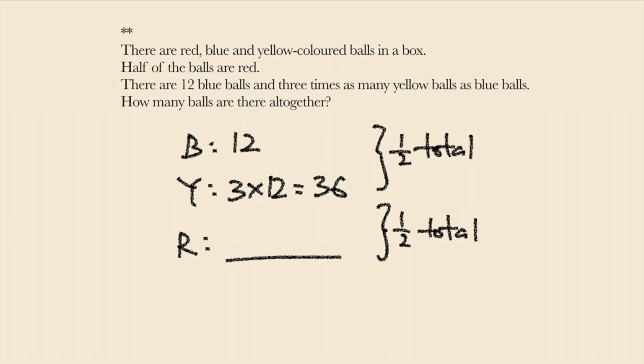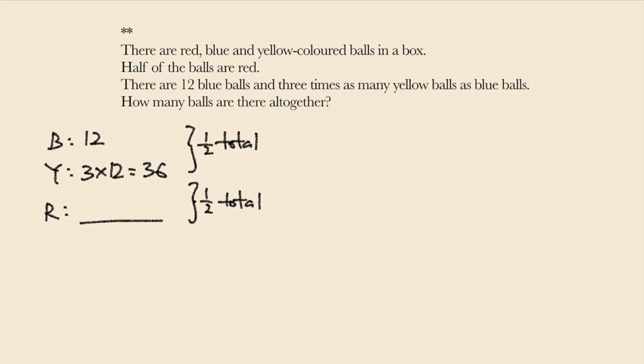There are 12 blues, okay, that's a real number right there, and 3 times as many yellows. So whatever blue is, 12, that's times 3, that's 36. So right now we can tell that half of the total is actually 12 plus 36. So that's useful information right there.